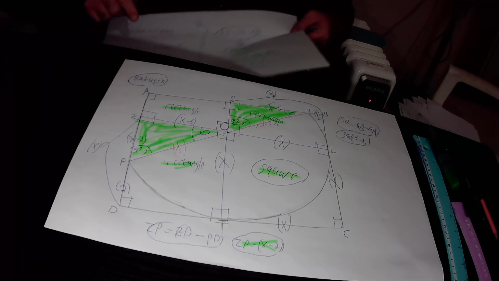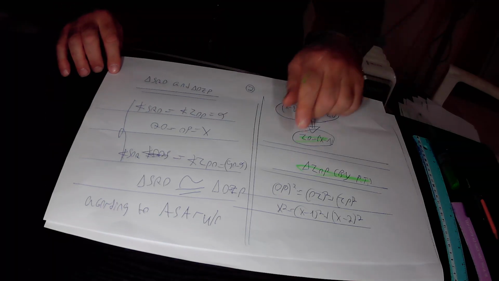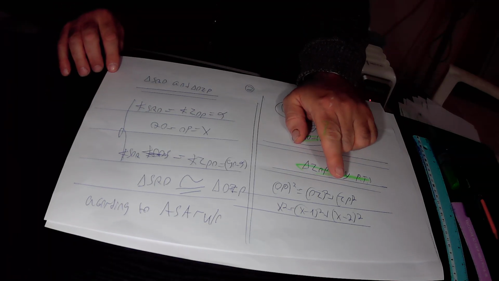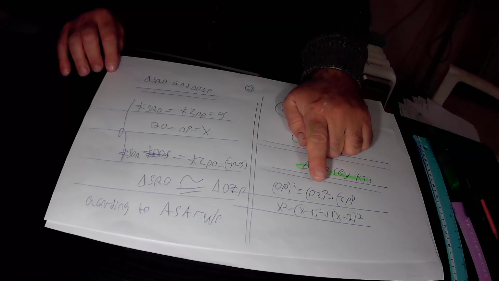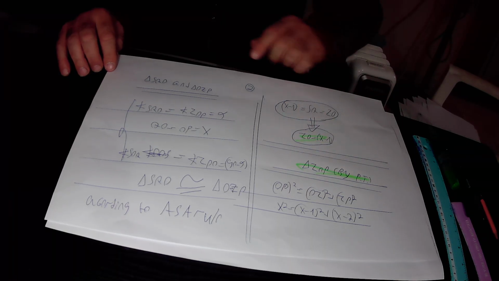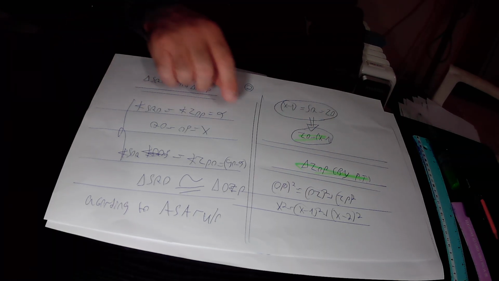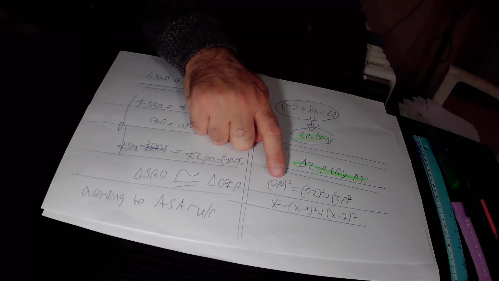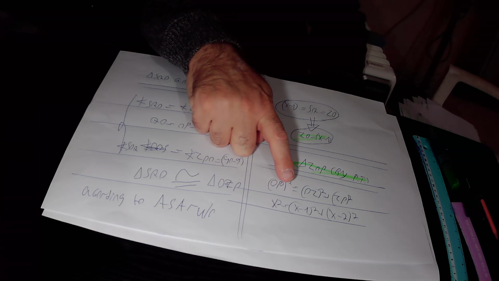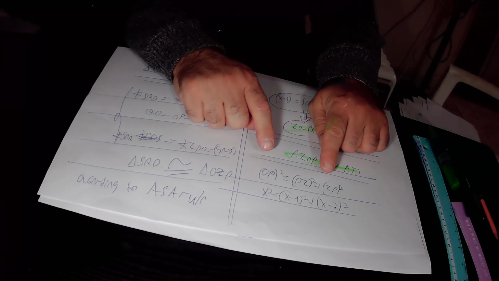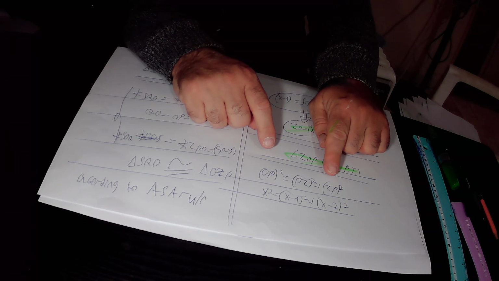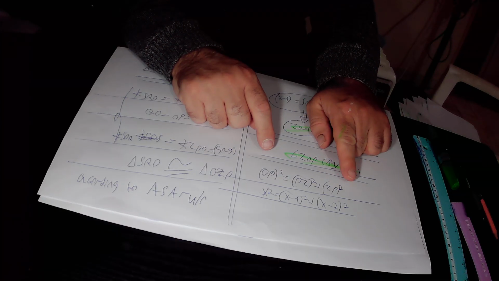So in total, we found out that x squared equals x minus 1 squared plus x minus 2 squared. Open the brackets on this side of the equation. X minus 1 squared equals x squared plus 1 squared, that is 1, plus minus 2 times x times 1, that is minus 2x. X minus 2 squared equals x squared plus 2 squared, that is 4, minus 2 times x times 2, that is minus 4x.